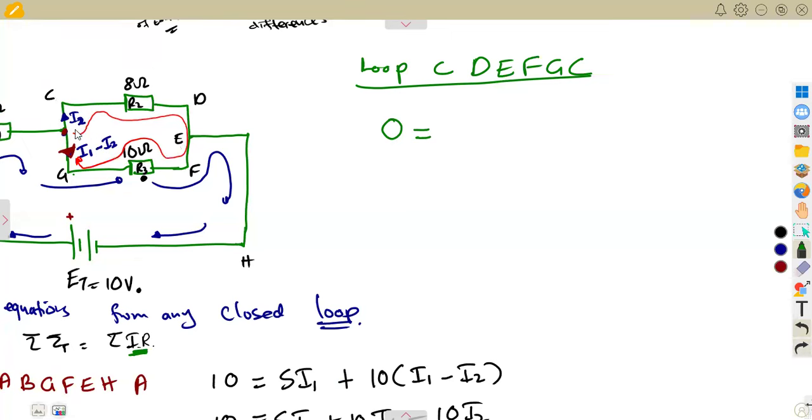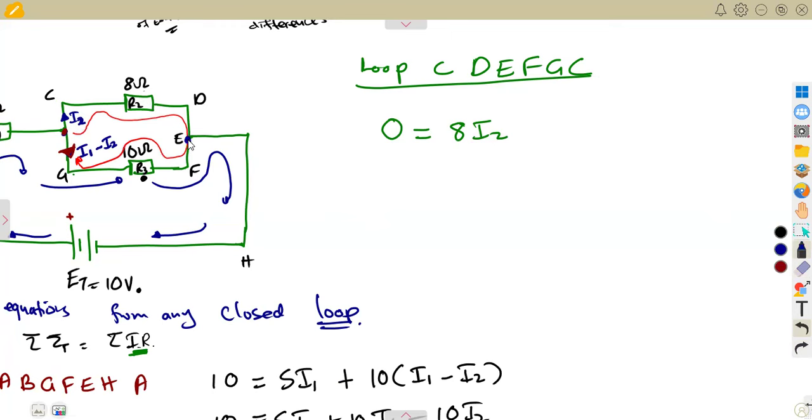Take note, this is our loop. C, D, we took it this way, and the current is flowing in the same direction. So it means it's going to be a positive. So this voltage drop is a positive: 8 times what? 8 times current 2. Okay. Let's move on to another part of the circuit.